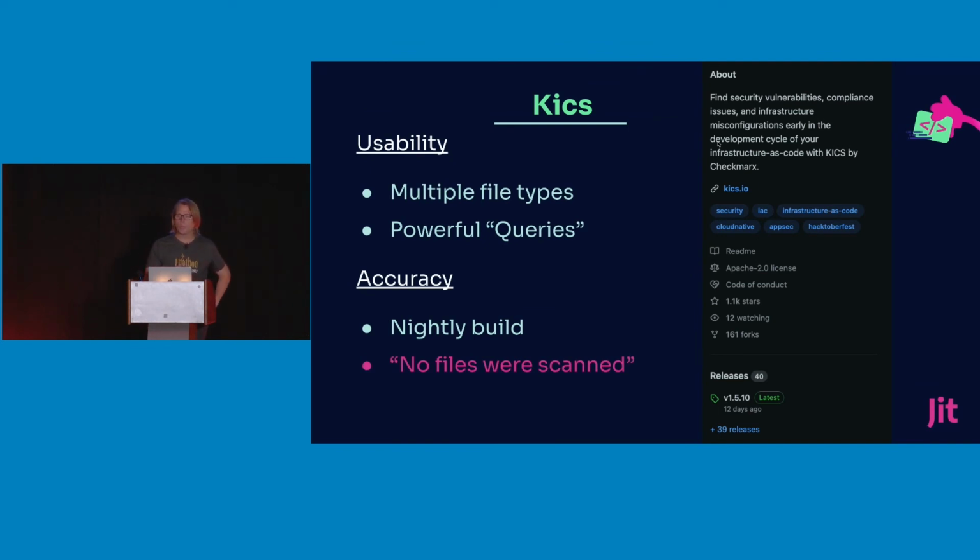From a usability perspective, we really like KICS because it handled the multiple file types. That was a big bonus there. And also from a queries perspective, we could run a lot of different queries because of all the different checks that are out there for KICS. I think there's over 2,000 different checks that KICS does for infrastructure misconfiguration, which is really, really powerful. So we really like that with KICS.